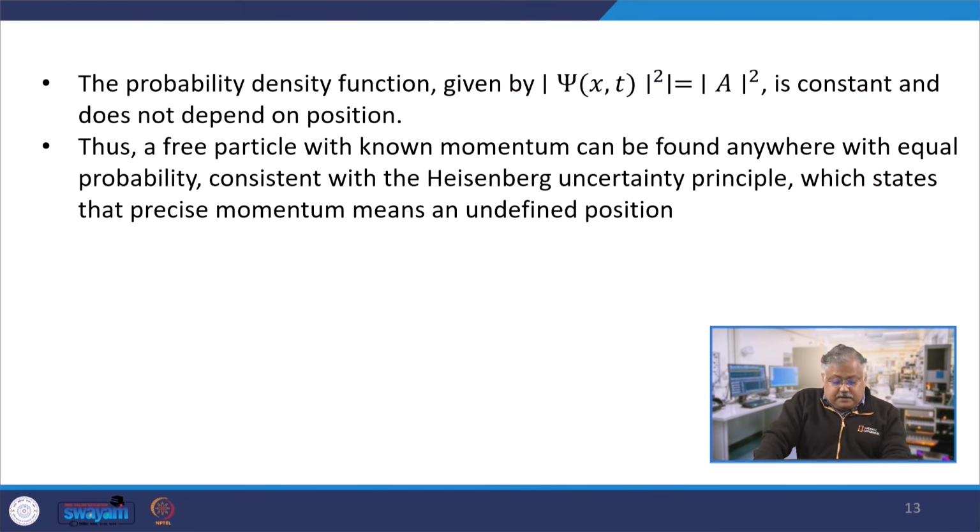That last statement is quite important. Therefore, a free particle with a known momentum and therefore known energy can be found anywhere with equal probability, and that is consistent with the Heisenberg uncertainty principle, which states that precise momentum means an undefined position. So if I am able to predict the momentum precisely at all the points within the space, I will not be able to predict the position associated with it. That's the reason it shows an equal valued function across various values of x.